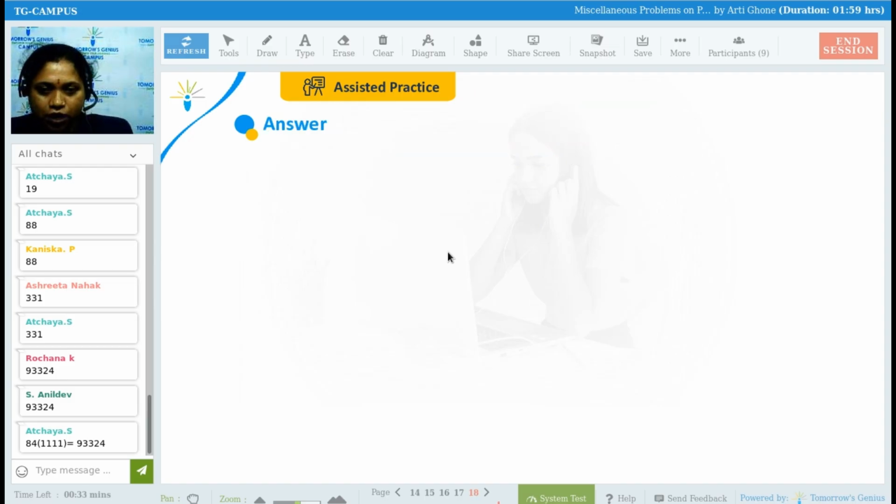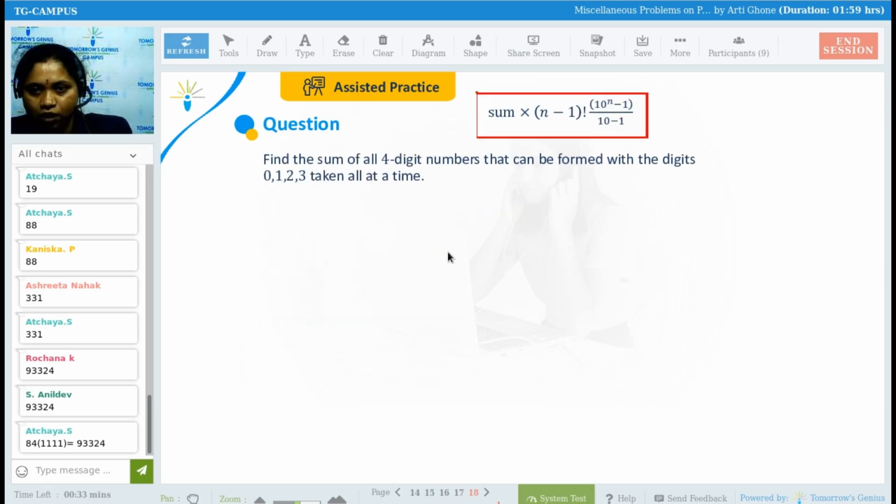Now, oh sorry, we have this much space for the answer. So let it be. Now, sum into n minus 1 factorial into 10 raised to power n minus 1 upon 10 minus 1. But now there is one matter. What is that big matter? It is 0. 0 is always a matter. Because when it comes at the first position, it is never forming a 4-digit number, right? 0, 1, 2, 3 is a 3-digit number itself. So what to do in that case?